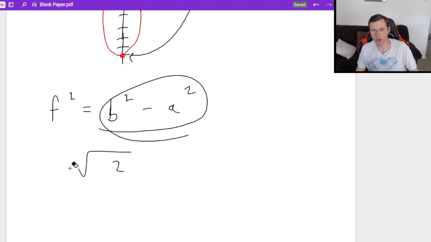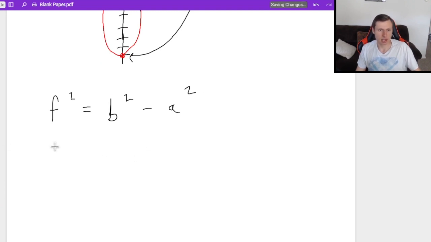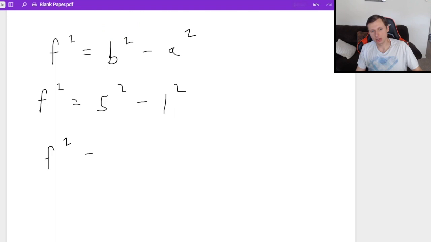So that's a quick and dirty cheat if you ever mess up. So now f squared equals b, which we said was 5 squared, minus a, which we said was 1 squared. So f squared equals 25 minus 1, so 24. Take the square root of both sides.